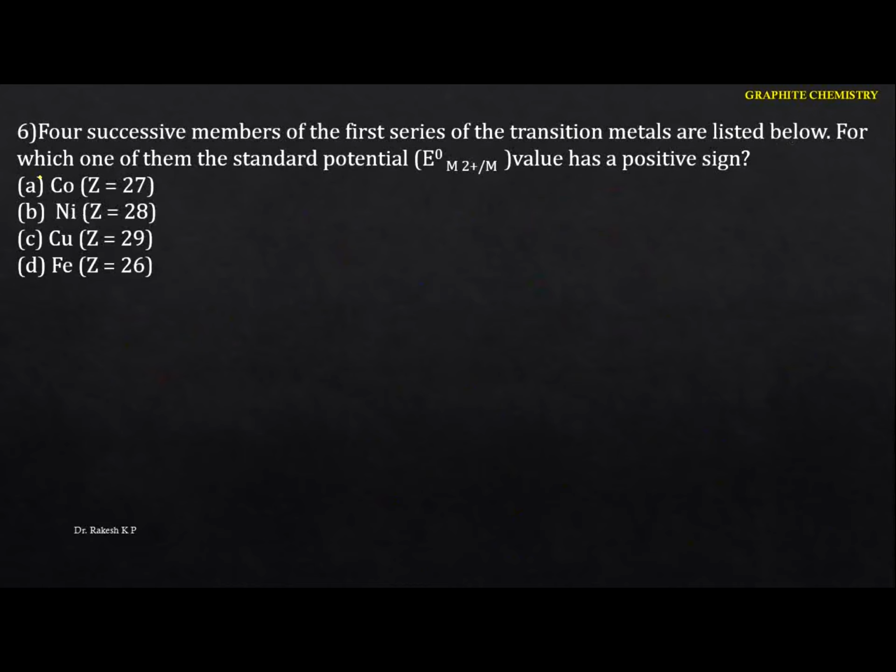Four successive members of the first series of transition elements are listed below. For which one of the following is the standard potential positive in sign? Now see this one. Let me write the electrode potential values. E0 for the copper electrode, Cu2+ to Cu, has a value of +0.34 volt.